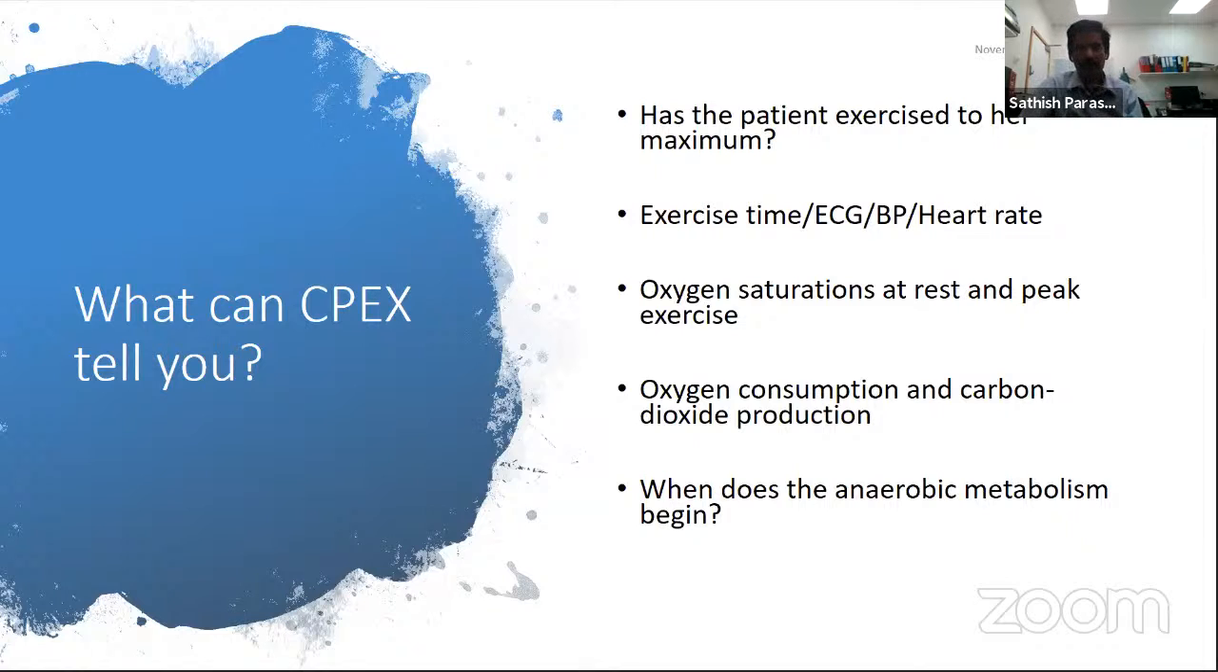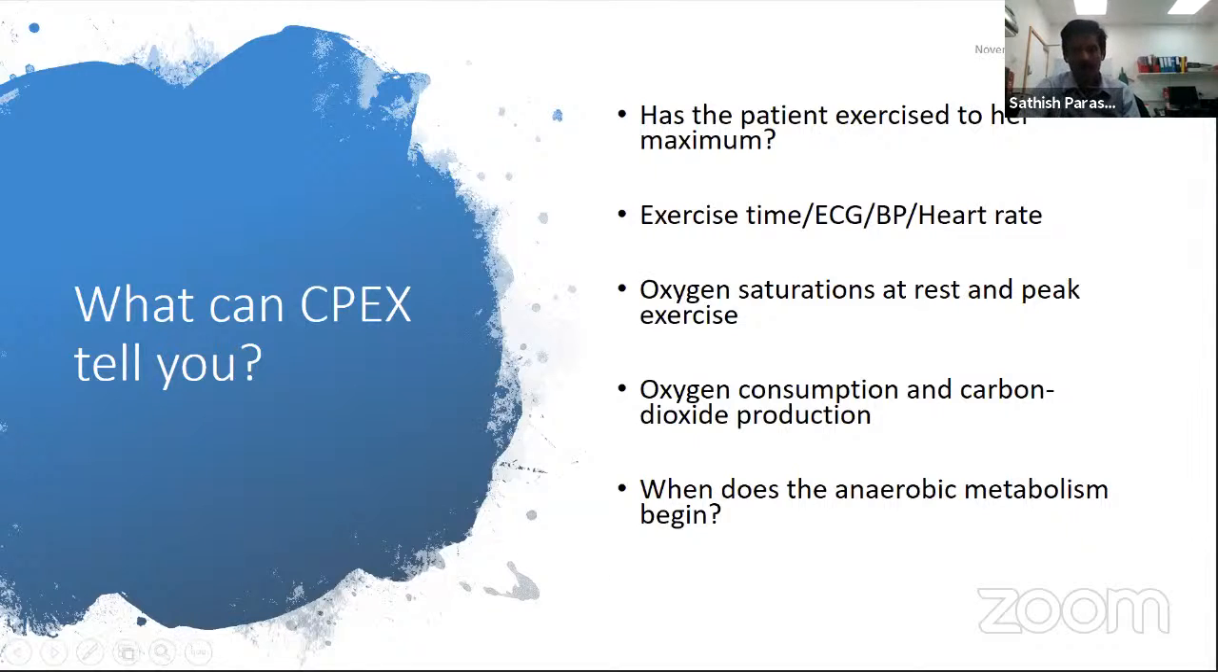In cardiopulmonary exercise testing, there's a measure called respiratory exchange ratio. That's the ratio of the carbon dioxide produced to the oxygen consumed. If this ratio is more than 1.1, you can be fairly sure that this patient has done a symptom-limited maximal exercise test. So this test can tell us whether the patient has done a maximal test or not.